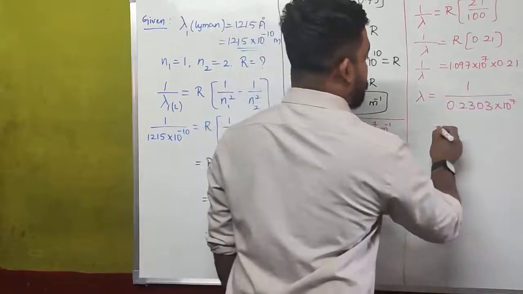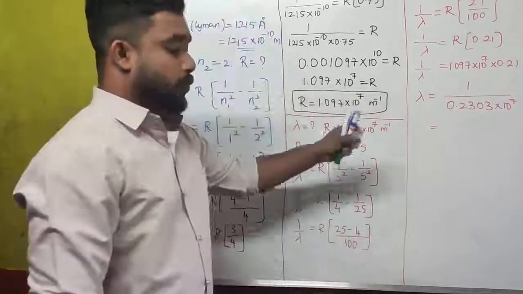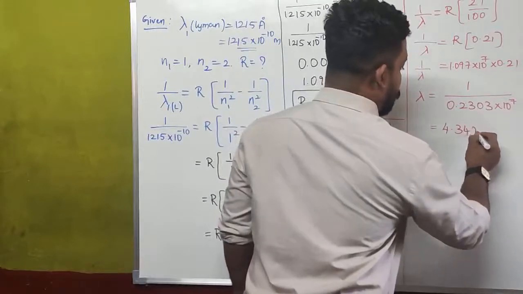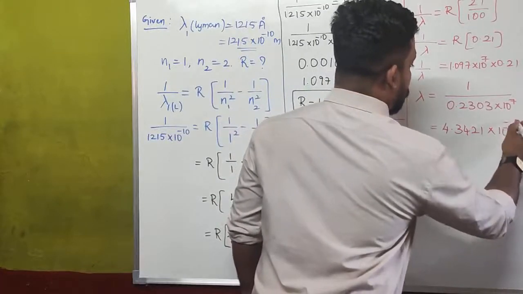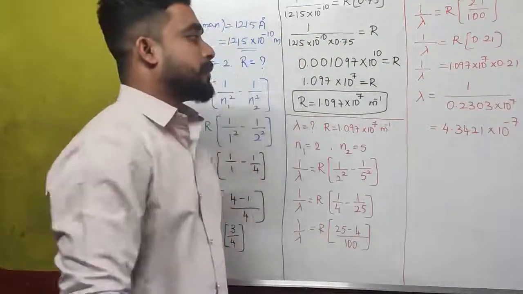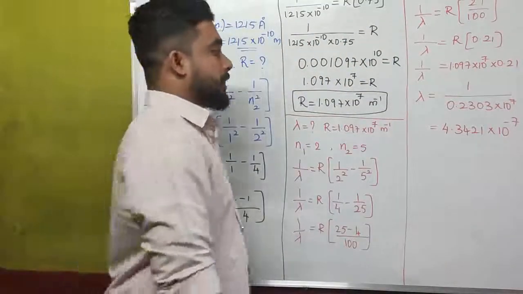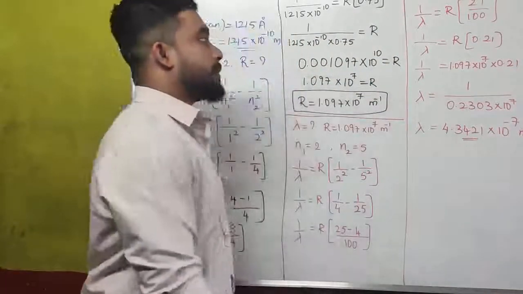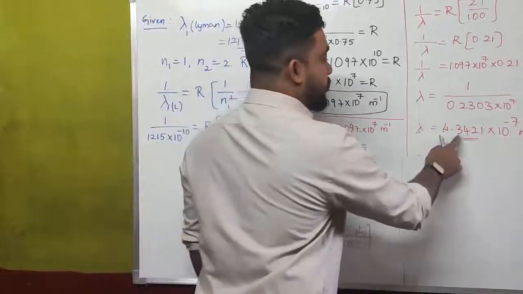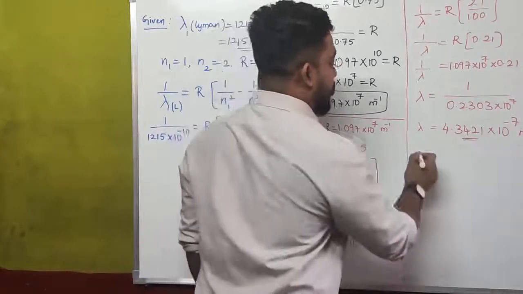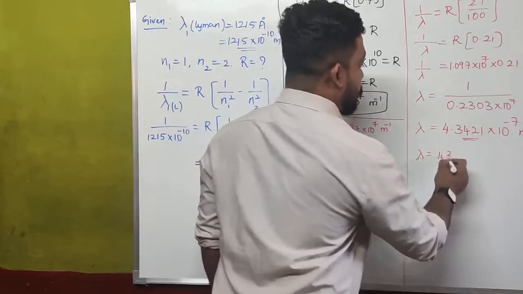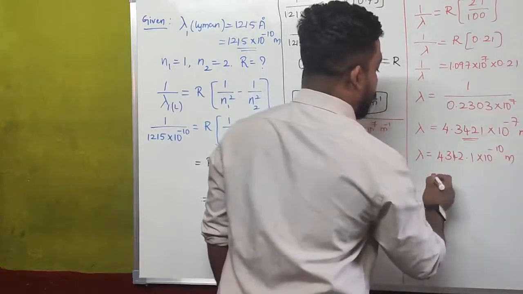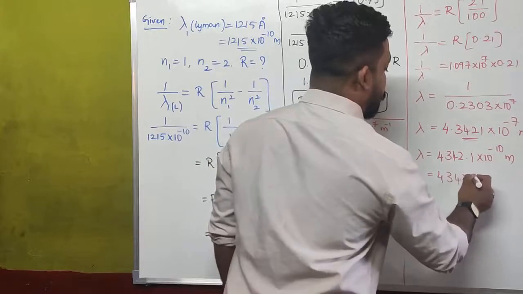Then what is 1 divided by 0.2303? 1 divided by 0.2303 is equal to 4.3421 into 10 to the power of minus 7. If we send this 10 to the power of plus 7 to the numerator, it becomes minus 7. This is the value of the wavelength of the third member of the Balmer series. This is 4.3421 into 10 to the power of minus 7 meter, or we can write this as 4342.1 into 10 to the power of minus 10 meter, or 4342.1 Angstrom.